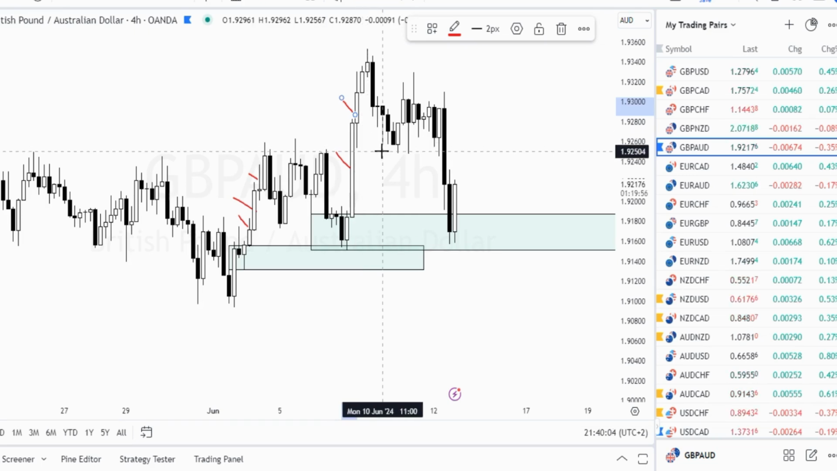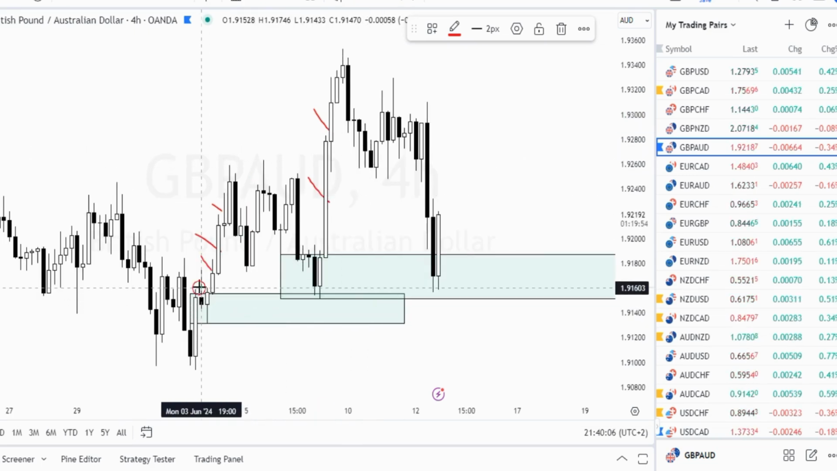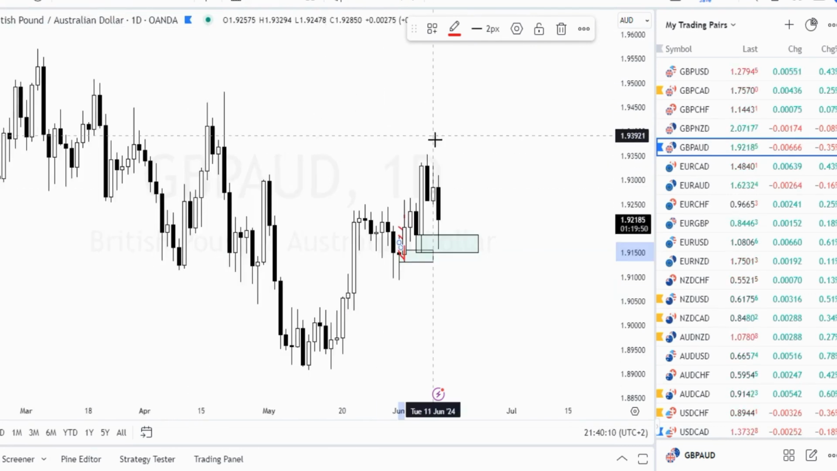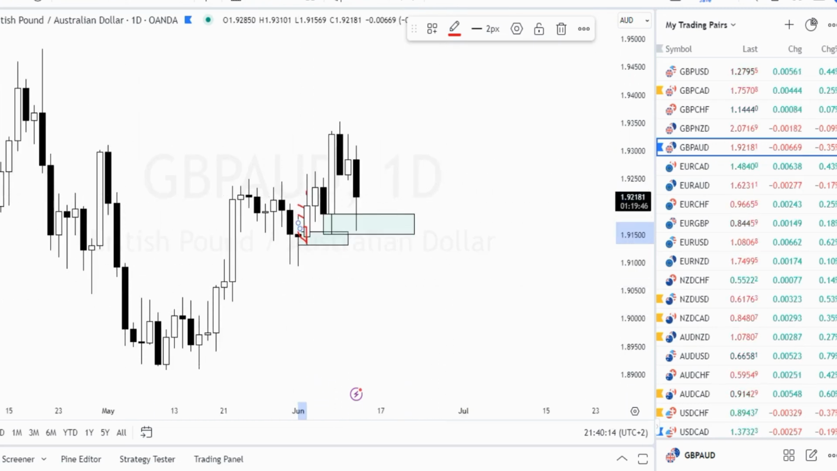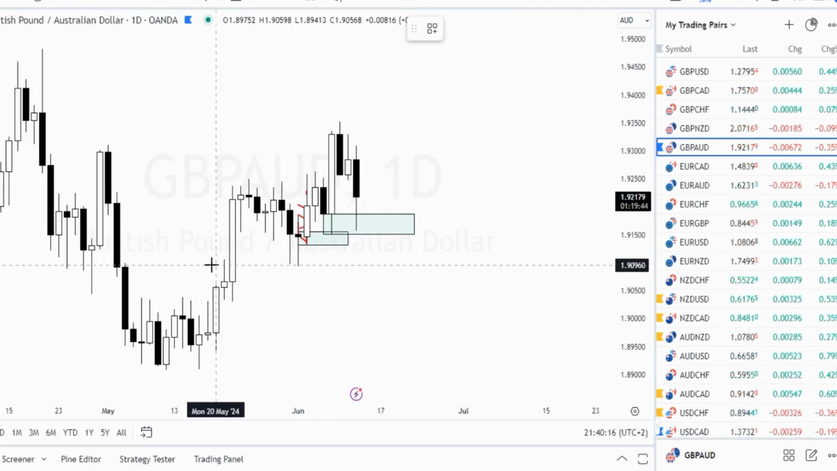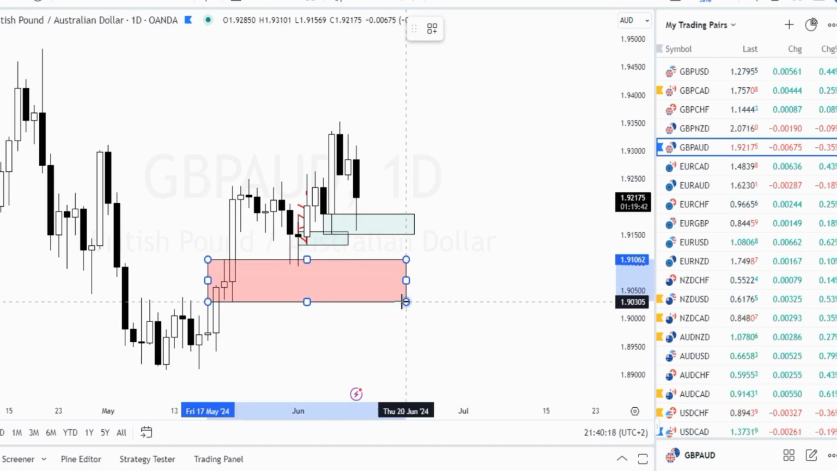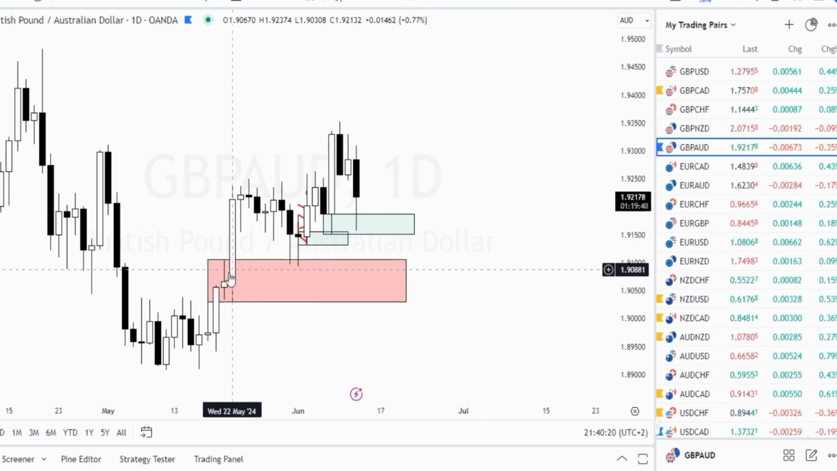Okay, but recently I had this trade here. But before that, let me explain from the daily chart. As you can see, on the daily we are trending up. As you can see, the market just got some assistance from this daily order block.